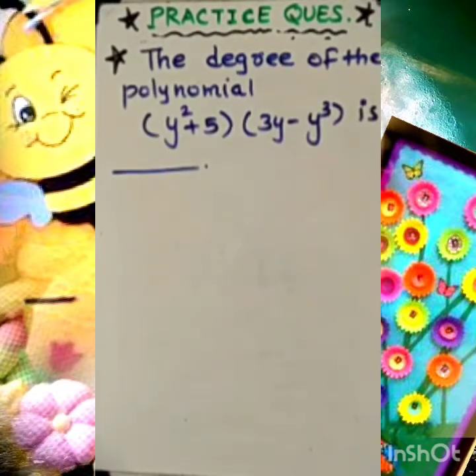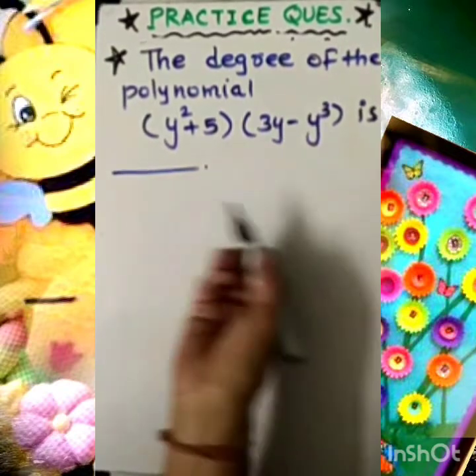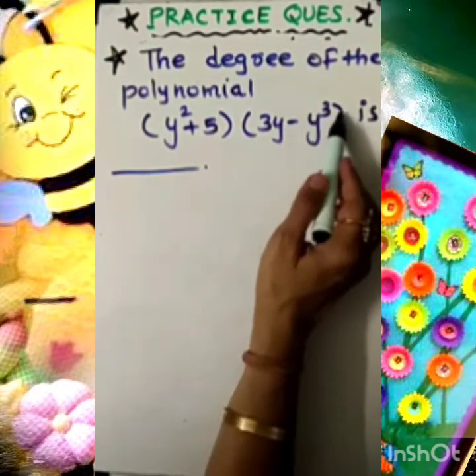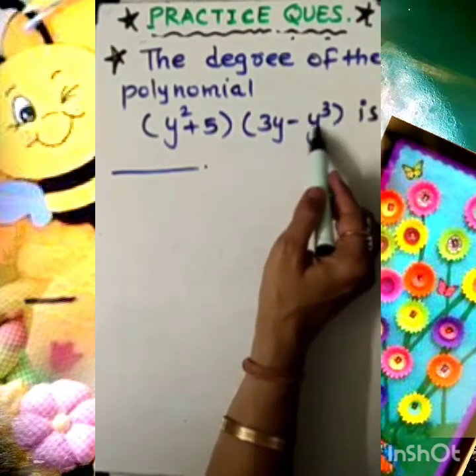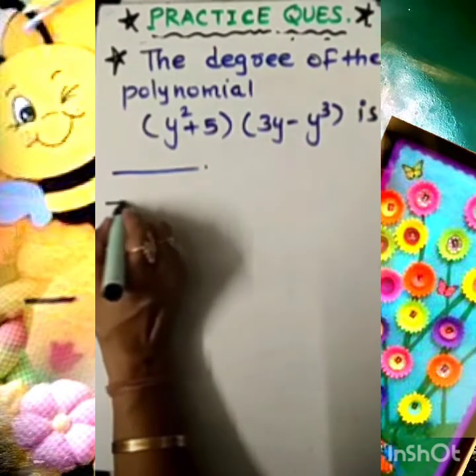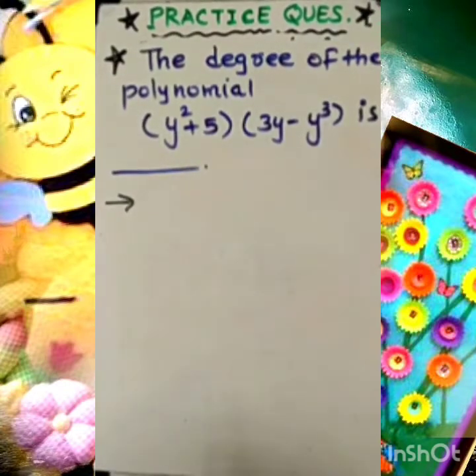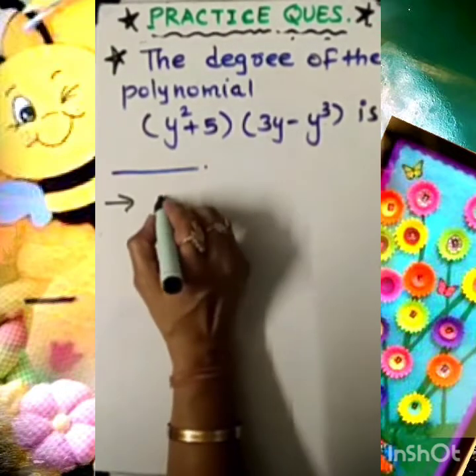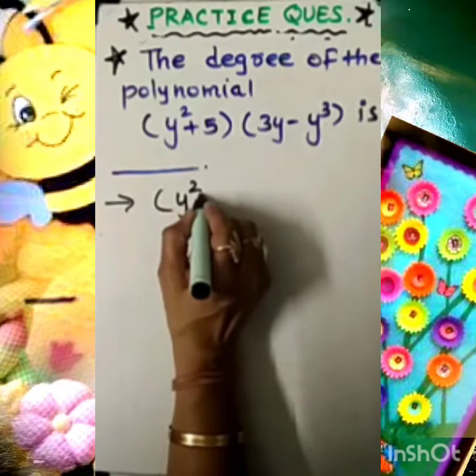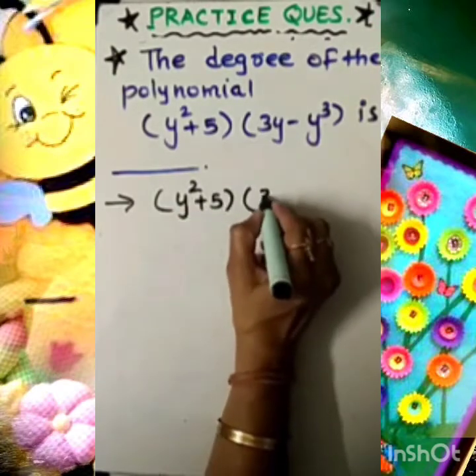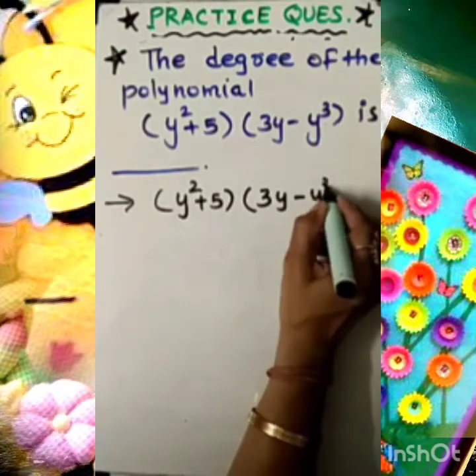Now you know very well, the degree is decided by the highest power of the polynomial. Fine. Now, how can we find the highest power first? If somebody is in a hurry, they will quickly say the highest power is 3, so they will write 3. But that is the wrong solution, because degree of the polynomial means highest power. For that, first we need to convert these two brackets into a polynomial.